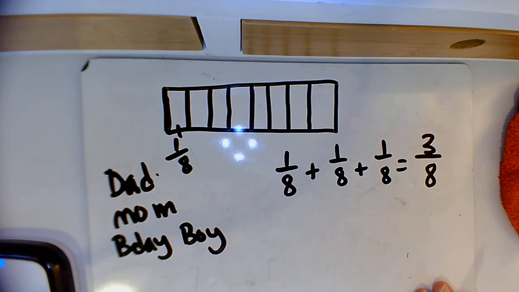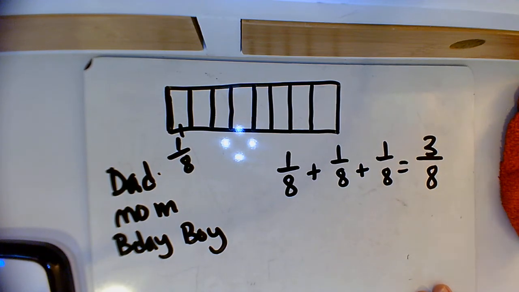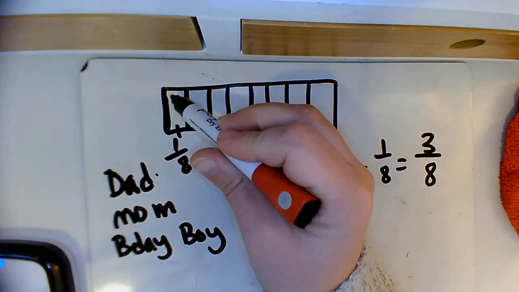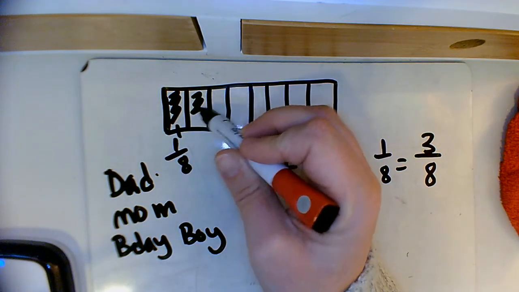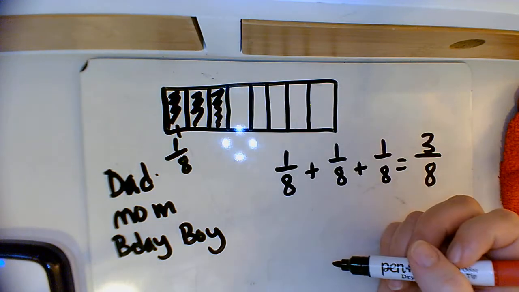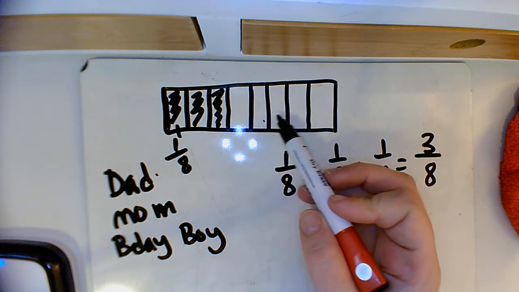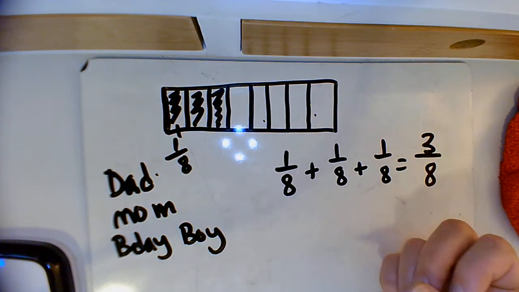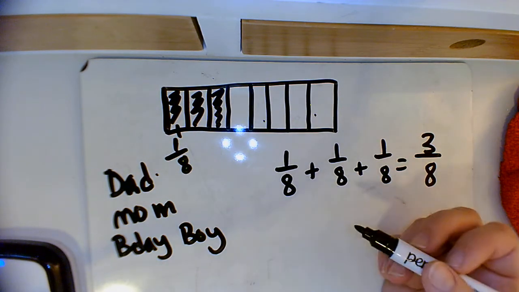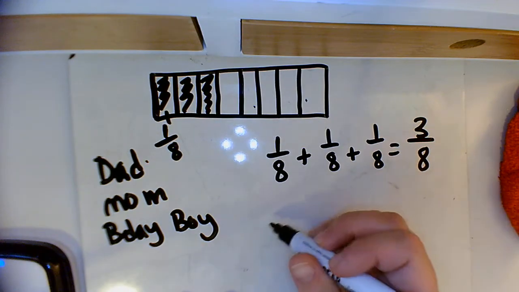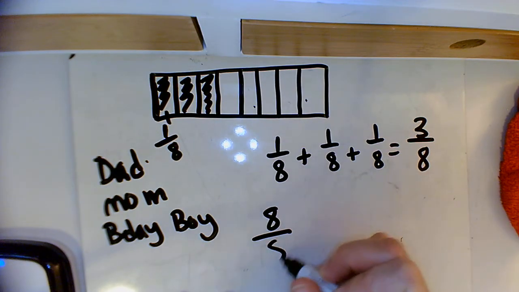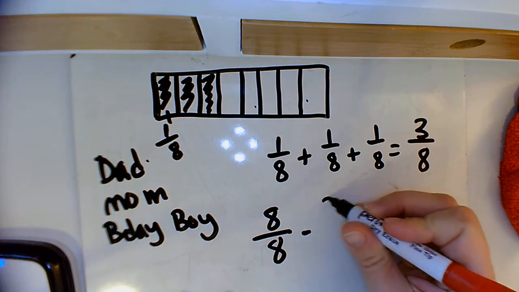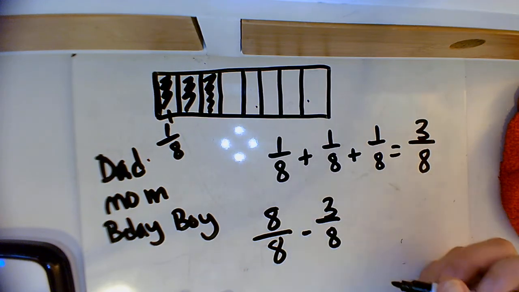But our question was, how much cake was left? Well, there's a few different ways you can do this. You can say, well, I can show you what was 8. There's my 3. There's 1, 2, 3, 4, 5 pieces left. So that would be 5/8 are left. Or we could show it in a subtraction problem. So 8/8 is what we started with. There was 3/8 of cake eaten.